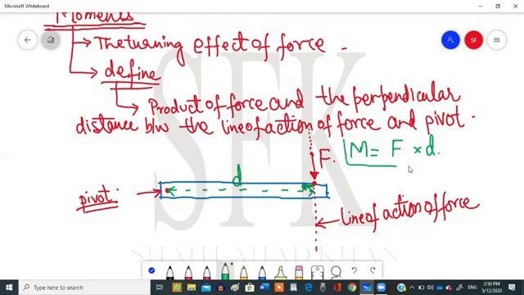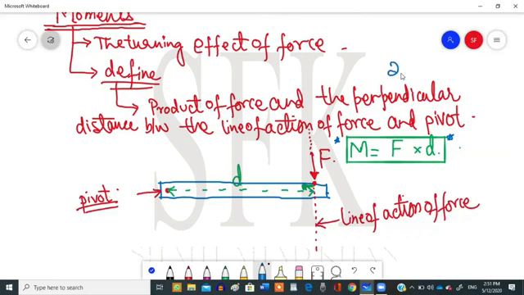This is how we can write down the definition of moments mathematically, and this is the formula that we'll use throughout this chapter. This is an important formula which I assume you guys already know from O-levels. This is the line of action of force. This is the perpendicular distance between the line of action of force and the pivot.